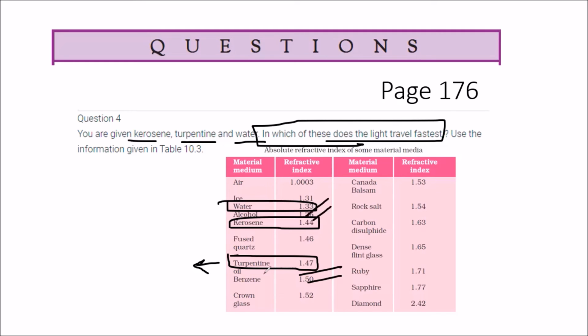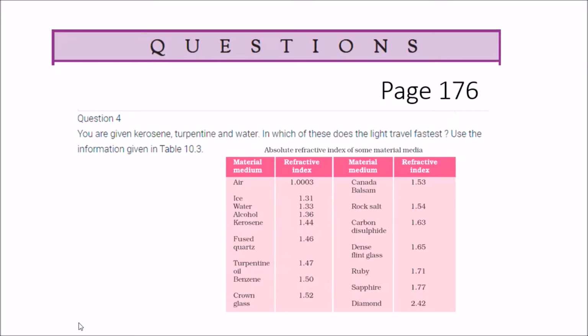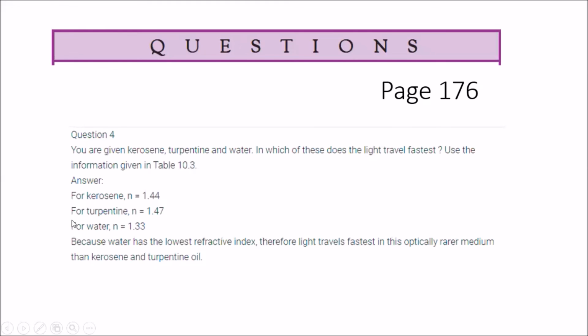So out of these three, the correct answer would be water, because its refractive index is less amongst the given three. The speed of light will be maximum in water and least in turpentine out of the three. So you can see kerosene 1.44, turpentine 1.47, water 1.33. Because water has the lowest refractive index, light travels fastest in this optically rarer medium than in kerosene and turpentine. So turpentine and kerosene become denser and water becomes rarer in this situation.